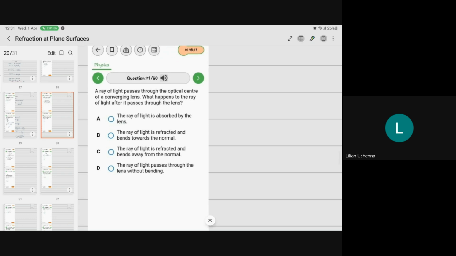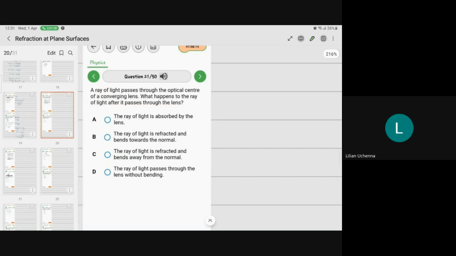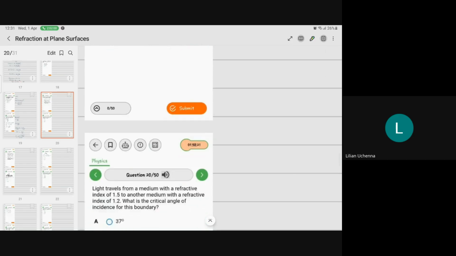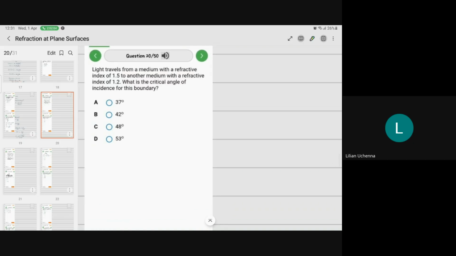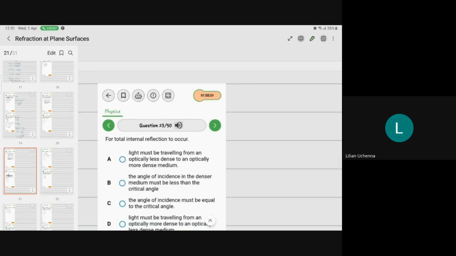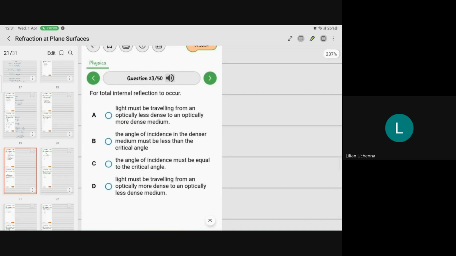It's still the same concept. If you see anything you don't understand, just quickly send it across. It's the same thing. What is the critical angle of incidence of this boundary? The same question. For total internal reflection to occur, what is the condition? I've explained what the condition is. We've done that.